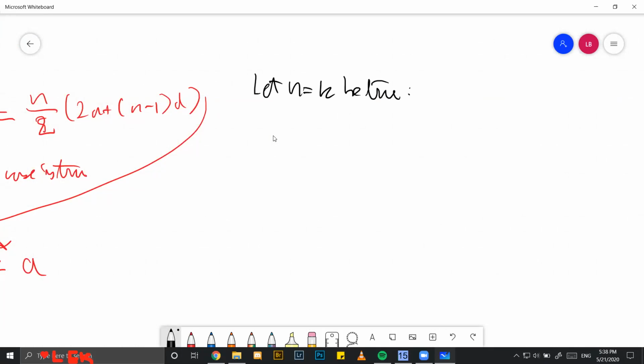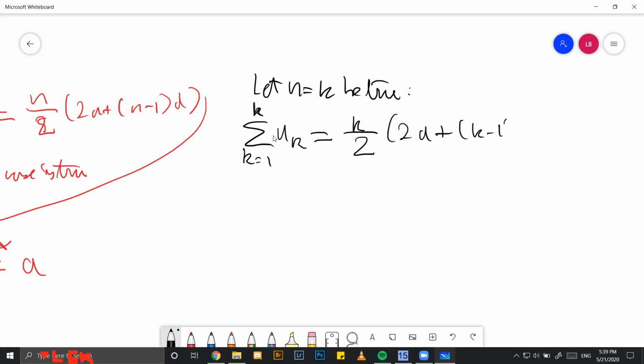So we're going to say that if you take the sum from k equals 1, no, now we're using another one, it's fine, up until n of u k, that's going to be equal to, there are too many variables, up until k is going to be k over 2 times 2a plus k minus 1 times d.